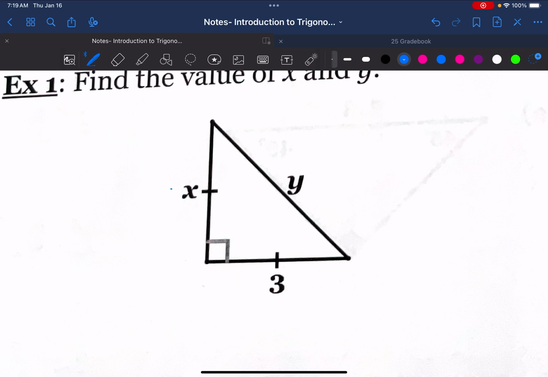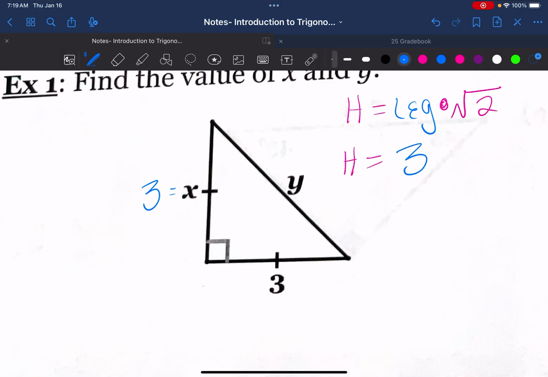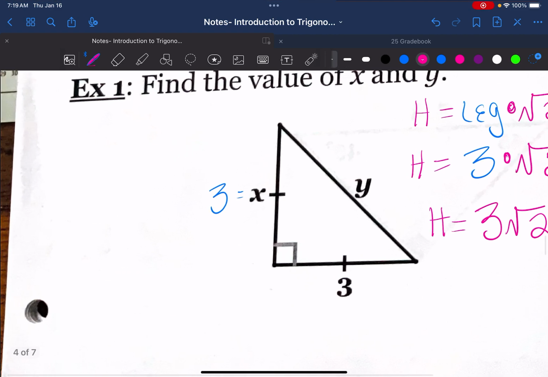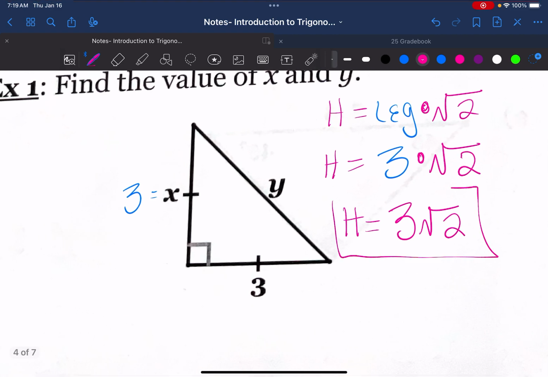So this x equals 3. My y, because it's the hypotenuse, equals leg times the square root of 2. I'm going to take the hypotenuse, and that's what I'm looking for. My leg is 3, and I'm going to multiply it by the square root of 2. That means my hypotenuse equals 3 square root 2. So that's what my y is, 3 square root 2.